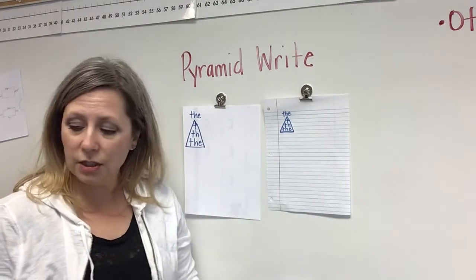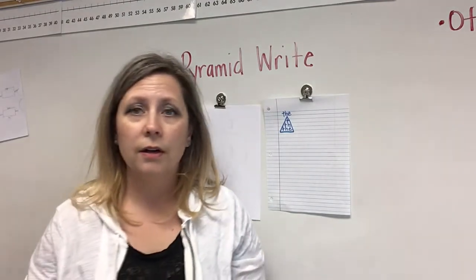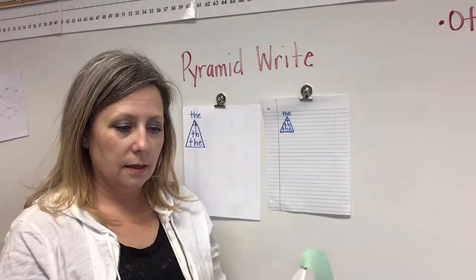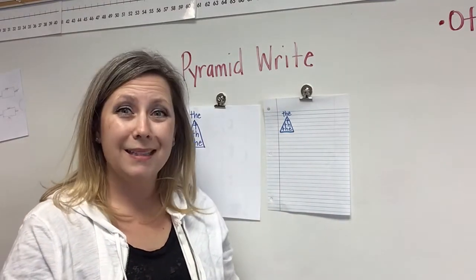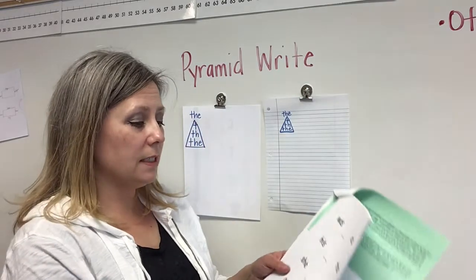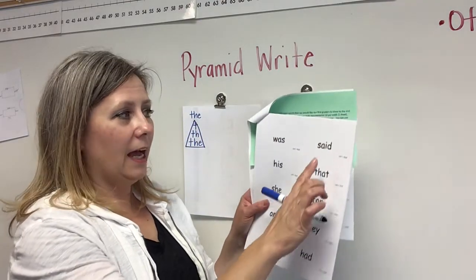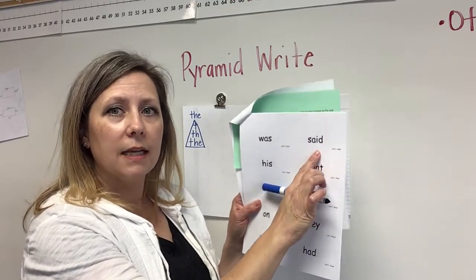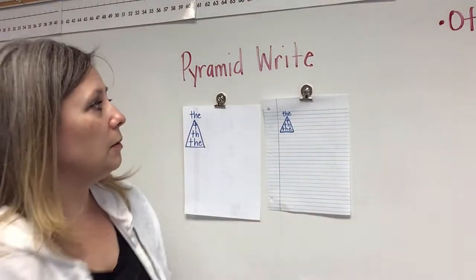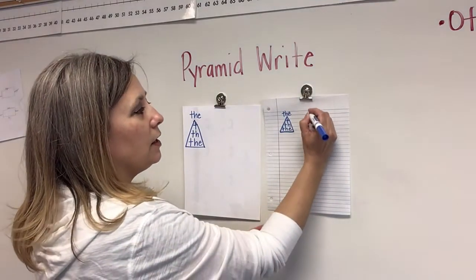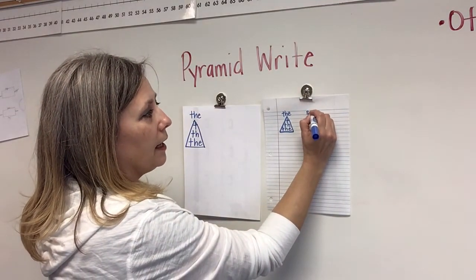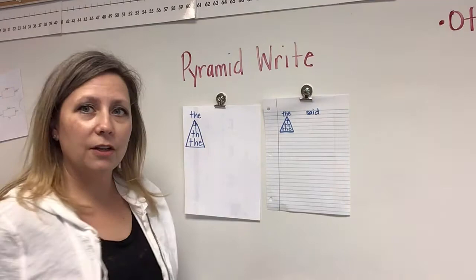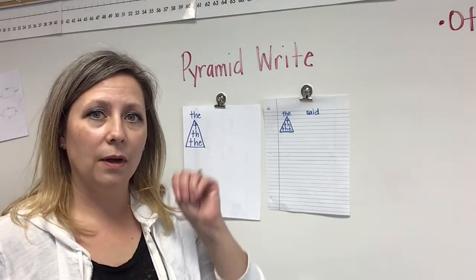Okay, so I'm actually going to choose another word from our list. It's actually going to be on the 2nd page of the list, and I'm going to pick one that has 4 letters. So I'm going to pick the word, what is this? Said. You're right. So I'm going to pick the word said. So I'm going to go over here, I'm going to leave a little bit of a space, and I'm going to write said. How many letters does that have? It has 4. You're right.